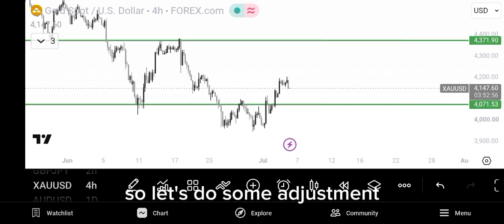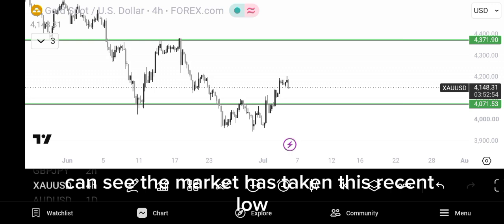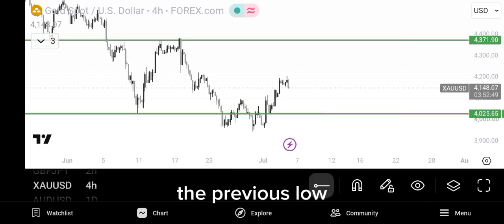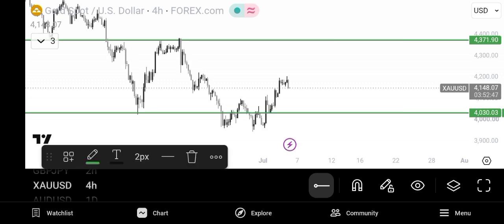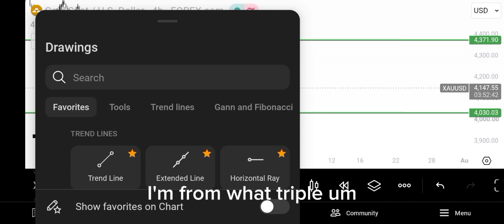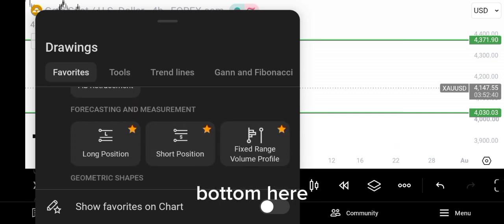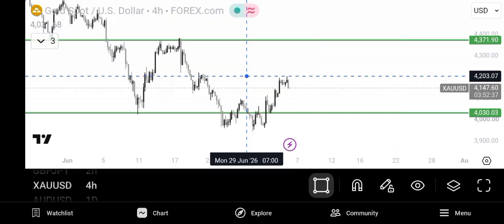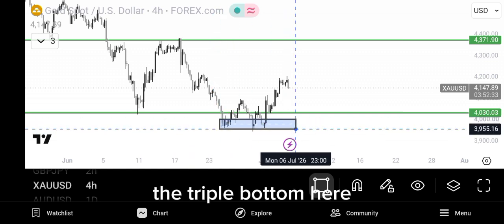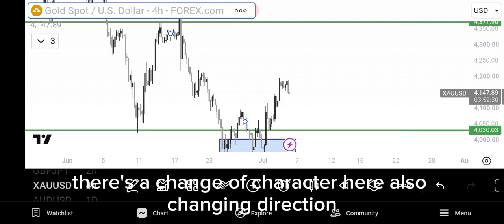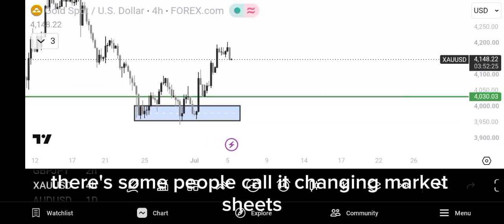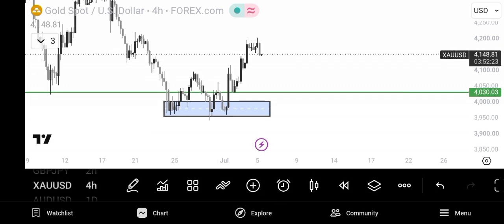Let's do some adjustments. You can see the market has taken this recent low, the previous low, and formed a triple bottom here. Look at it, the triple bottom here. There's a change of character here, also changing direction. Some people call it a change in market shift.